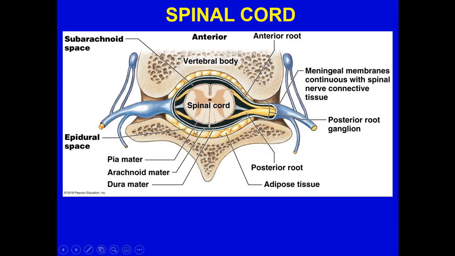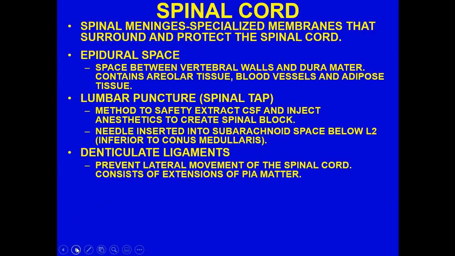And as you can see here, this is where you'd have motor information coming out by the anterior root. And the spacing here is going to be filled with cerebrospinal fluid. Now, these little structures here and here, this is the denticulate ligament. We're going to talk about that in a minute. And we need to talk about some of this.